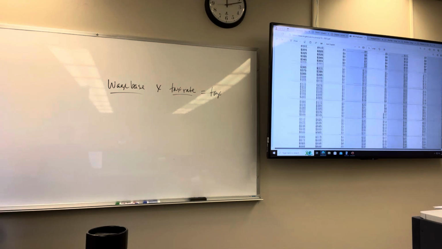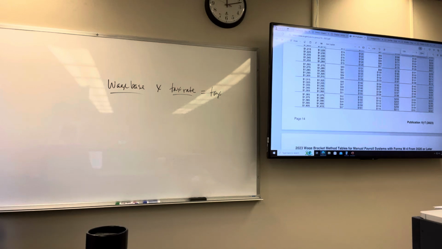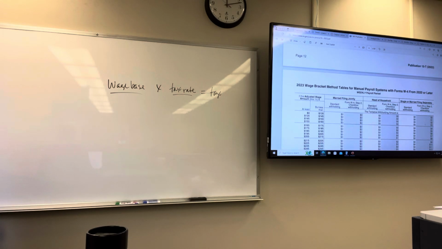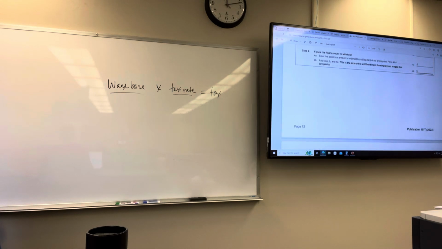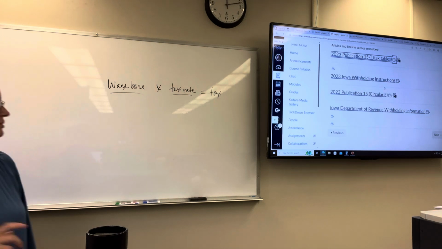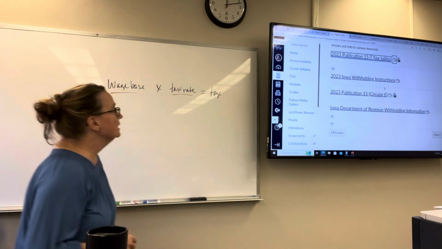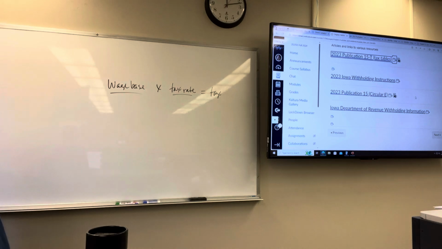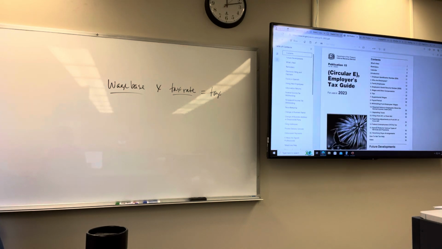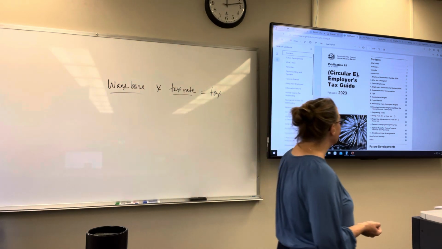Okay, so these are some of the tables that we're going to be working with. This is a lot easier to look at. Of course, you could print it out if you wanted to do that. That is absolutely fine, but that's one of the items that is in there. Also, the Iowa withholding instructions are in there. Publication 15, which is called Circular E. This is an IRS form. This might be a good thing for you to bookmark as well.